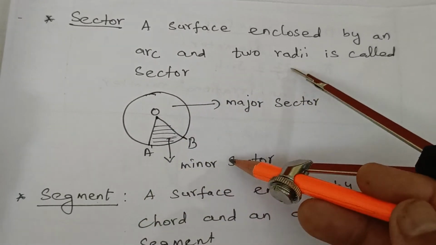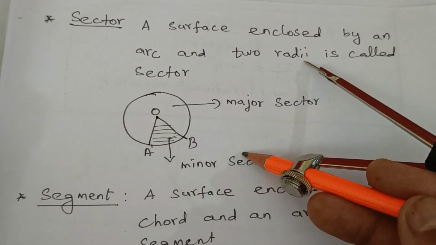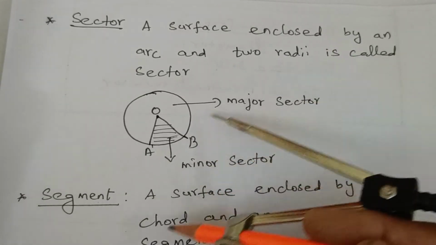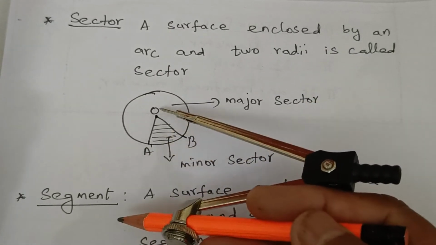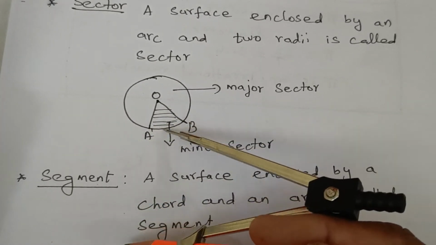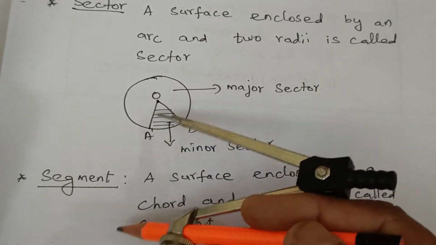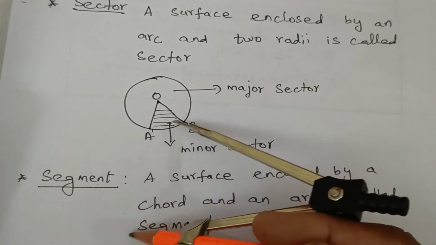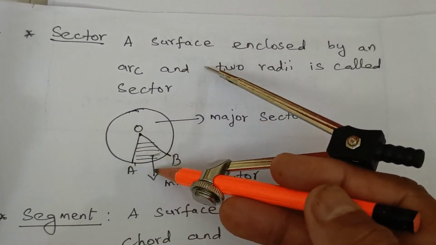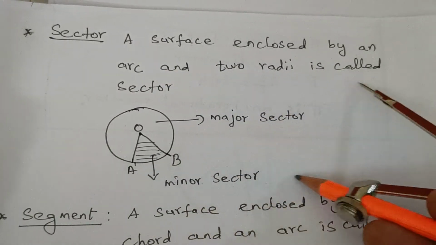See, radius, R-A-D-I-U-S. Radius is singular. Radii means it is plural. 1 radius, 2 radii. So OA is 1 radius, OB is 1 radius. So 2 radii and an arc. This is a bounded figure, a closed figure we get. Nowhere it is open. So this area is called the sector of a circle. A surface enclosed by an arc and 2 radii is called a sector.